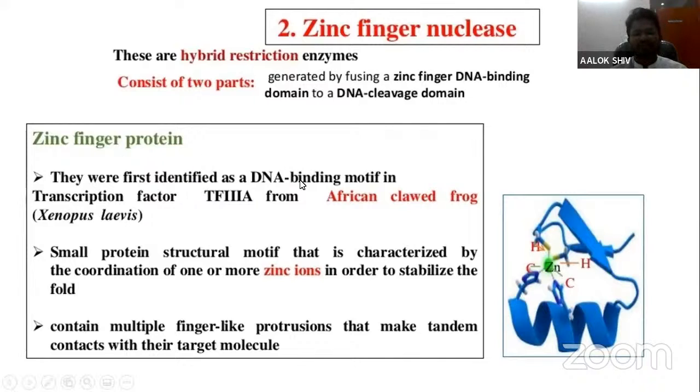These were first identified as a DNA binding motif in the African clawed frog. These are small protein structural motifs with coordination of one or more zinc ions in order to stabilize the fold. So what is the function of zinc here? Basically, zinc stabilizes the fold. That's why zinc is present here, and the zinc finger motif has been used for genome editing.